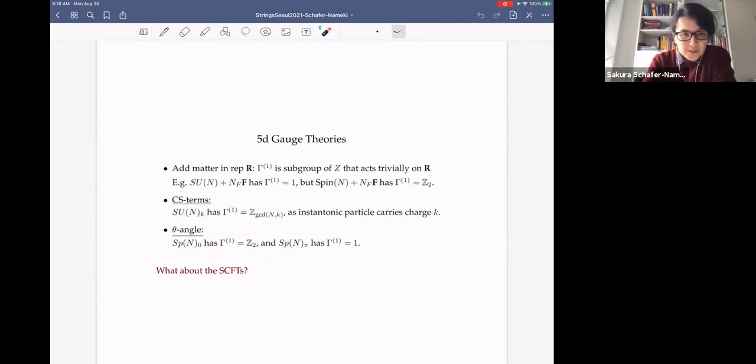And what we really would like to know is what about the SCFT? So usually we then have to take one of the methods to study the strong coupling of these 5D theories. One way is, for example, to look at them in terms of M-theory geometric engineering. The other is in terms of brane webs. And I'll discuss now how we see these one-form symmetries from these constructions.